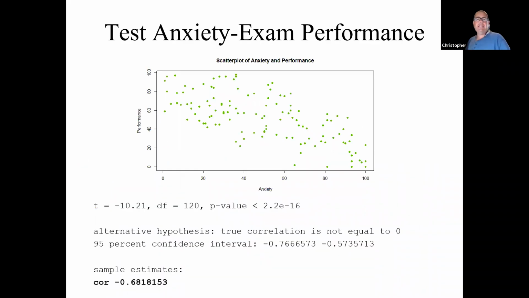Here's test anxiety and exam performance, which we saw before. Here we have a negative correlation of 0.68, meaning that as test anxiety goes up, exam performance goes down.